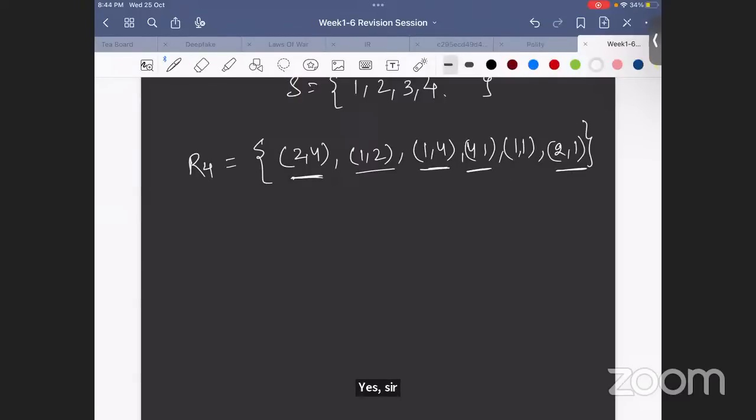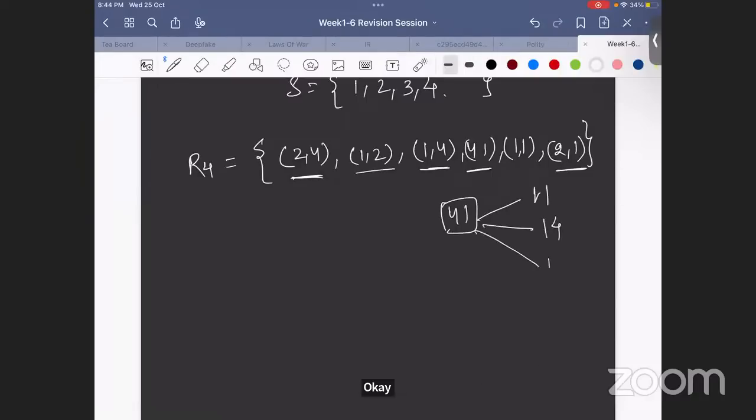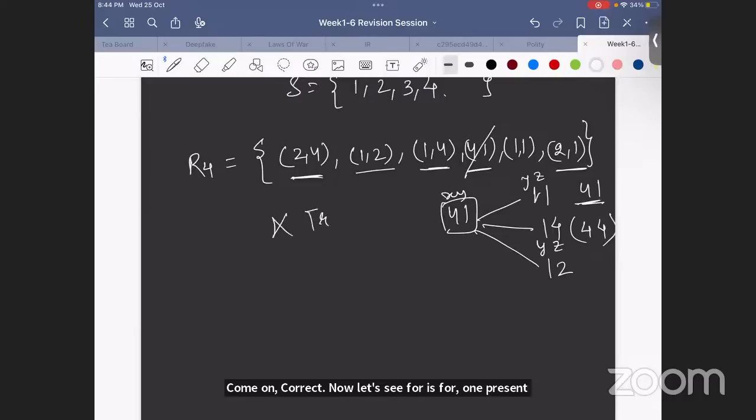Now it starts with 4-1. Is there any element that starts with 1? Yes, sir: 1-2, 1-1, 1-4. Now let's see whether 4-1 is present. This is XY, this is YZ. 4-1 is present. Now for this XY, this is YZ. Check whether 4-4 is present. No, sir. Not present. So if you are able to find only one condition where it's not satisfying the transitive condition, then you can say that this is not transitive.